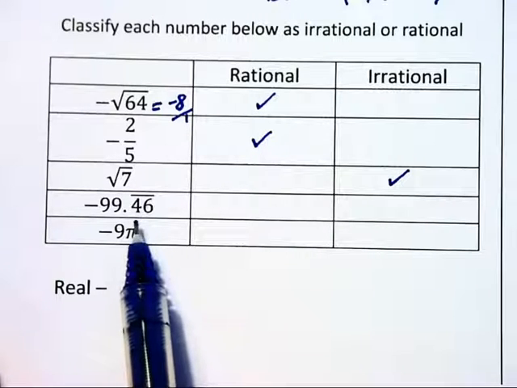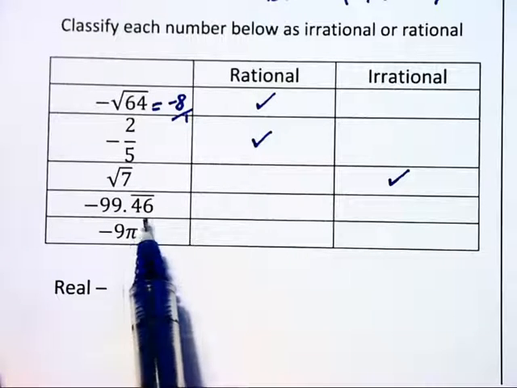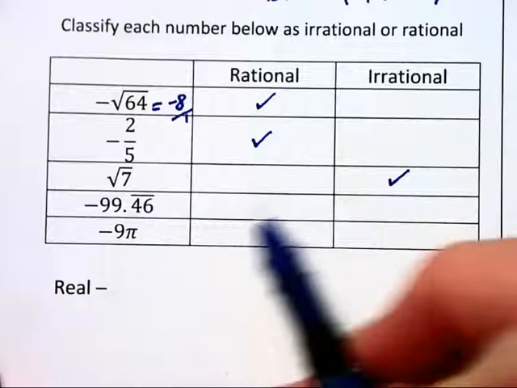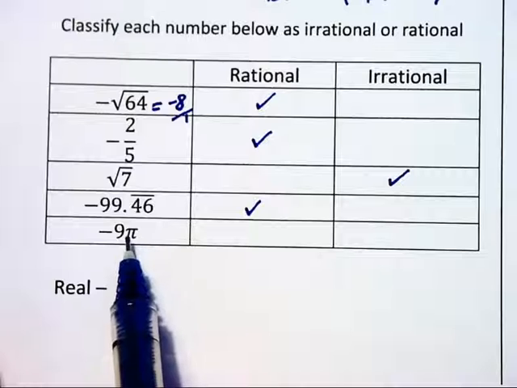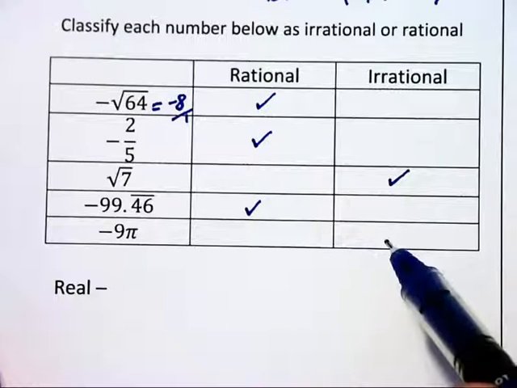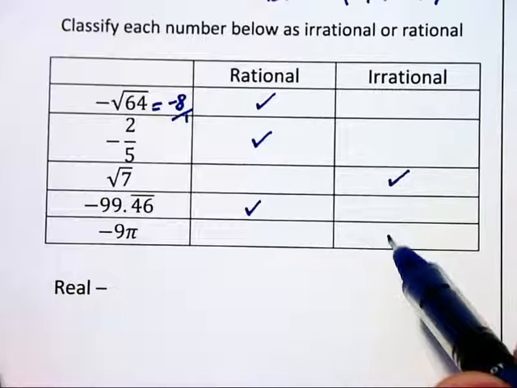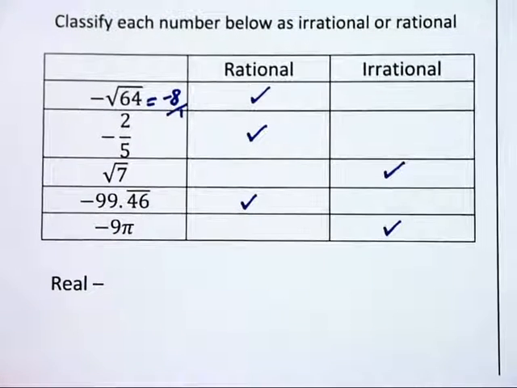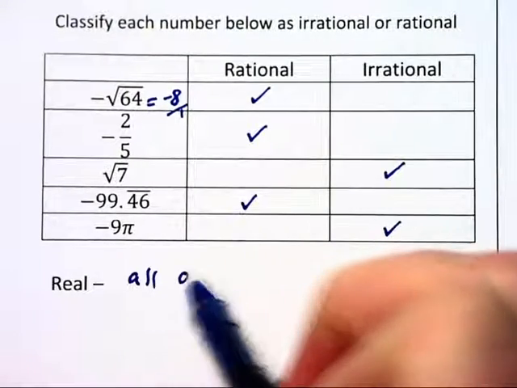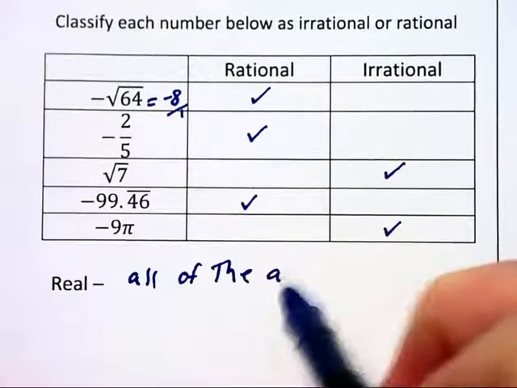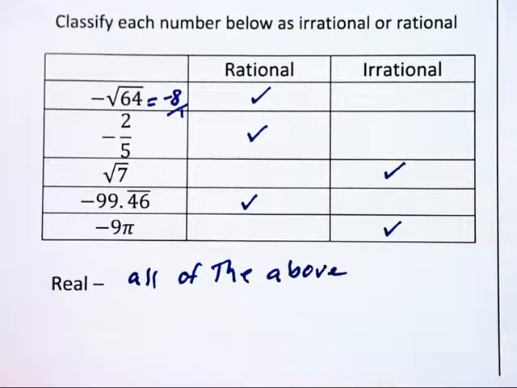The repeating bar over the 4/6 in this next number means that it will be rational. It can be written as a fraction. And that value of pi in negative 9 pi tells us that negative 9 pi is irrational. Now, what is a real number? A real number, quite simply, is all of the above. It won't be until the end of your intermediate algebra class when you learn of numbers that are not real. And in that case, they will be considered to be imaginary numbers.